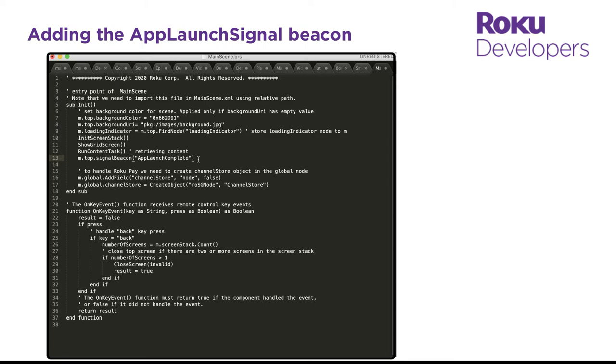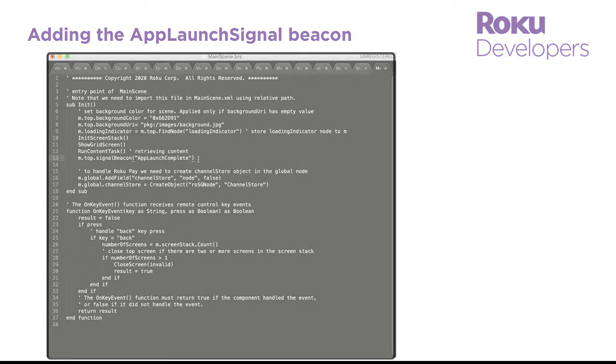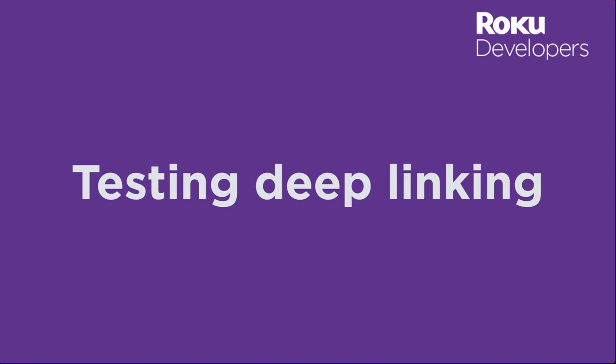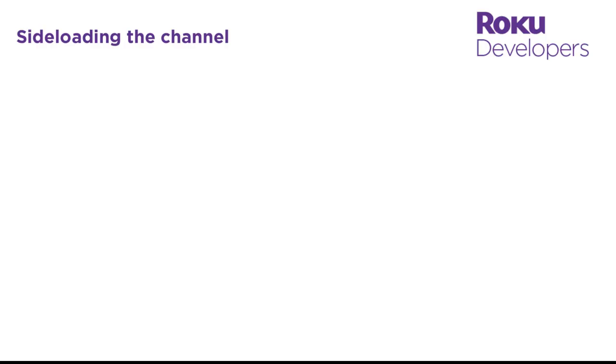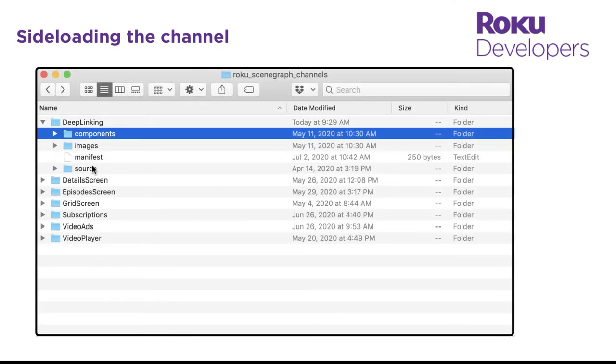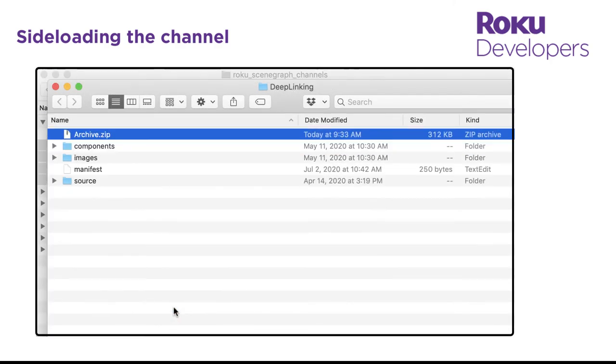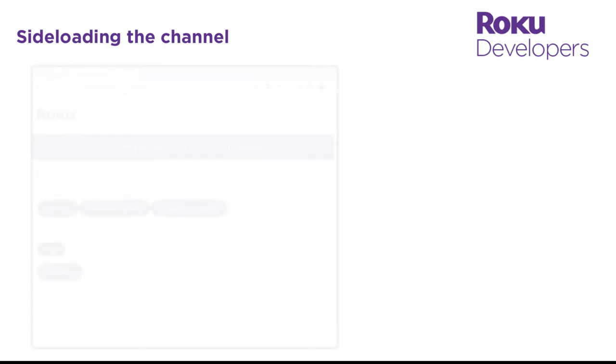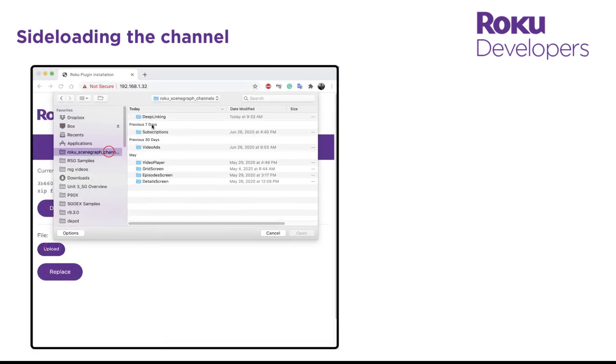Okay, we're done updating the code in our channel. Let's save this file, and now we can sideload and test deep linking and bookmarking. Great, so now let's test the channel on your Roku device by sideloading it and then sending it deep link requests. So let's archive the contents in the deep linking folder. And then use the development application installer to load it.